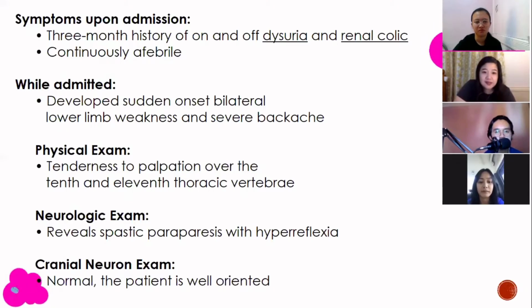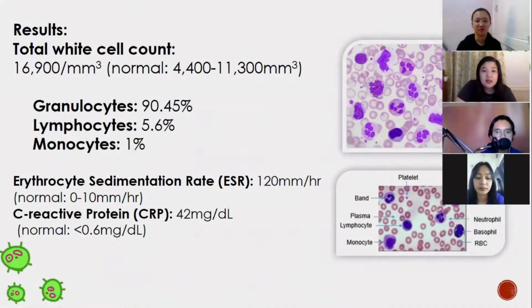For the results of the physical exam, there was tenderness to palpation over the 10th and 11th thoracic vertebrae. For the neurologic exam, it revealed spastic paraparesis with hyperreflexia. Spastic paraparesis causes gradual weakness with muscle spasms. And then for the cranial nerve exam, it was normal and the patient was well oriented. So for the results, the total white cell count is 16,900 cubic millimeters. The normal count is only 4,400 to 11,300.